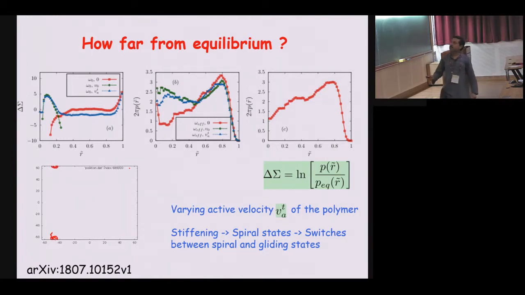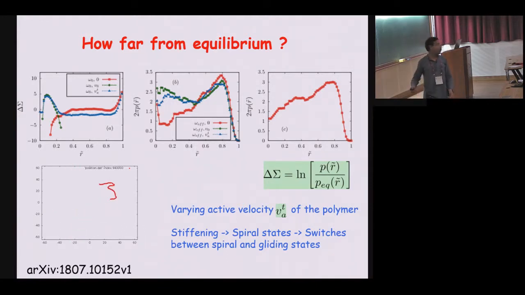Now the moment we switch on the active velocity, going from 0 to V0, a constant active velocity, not a load-dependent one, you find that it immediately shows a very interesting behavior: it just coils up. This coiling up shows that the polymer effectively softens, and the probability distribution shows this kind of behavior.